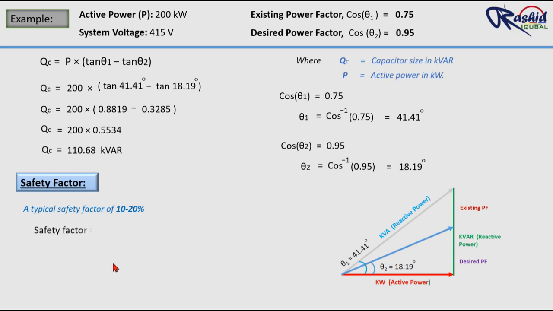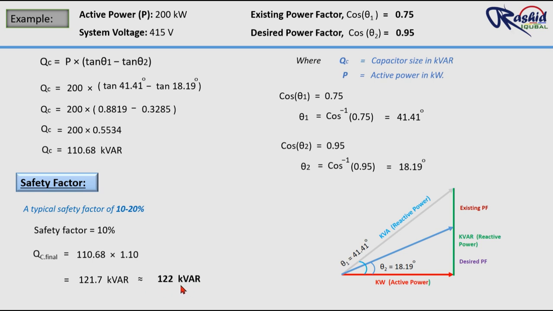Let's add a 10% safety factor to the above example. After adding 10%, we can write QC final 110.68 multiplied by 1.10. This is the 10%. After solving this multiplication, we get 121.7 kVAR. So rounding this, we get approximately 122 kVAR.